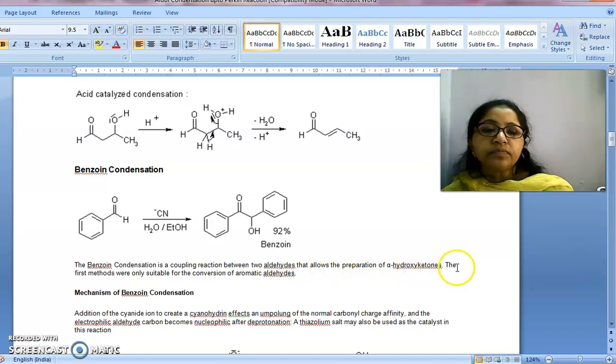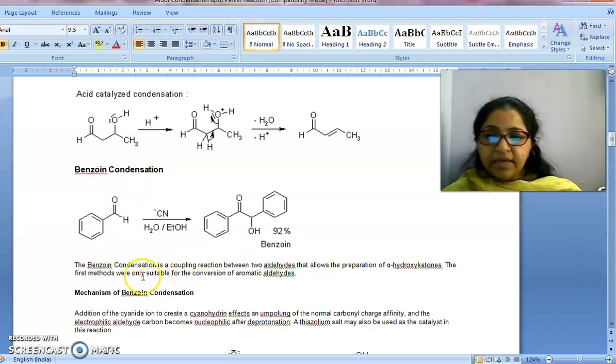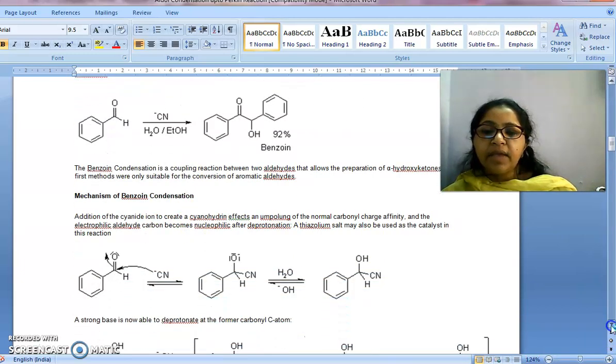The first method here is to take an aromatic aldehyde, that is benzaldehyde, and finally what you see here is that you will not get any alpha hydrogen. This alpha position does not have any hydrogen. If you count 1, 2, 3, 4, there is no hydrogen in this alpha position, and therefore this is an aromatic aldehyde. Let us see how the mechanism works.